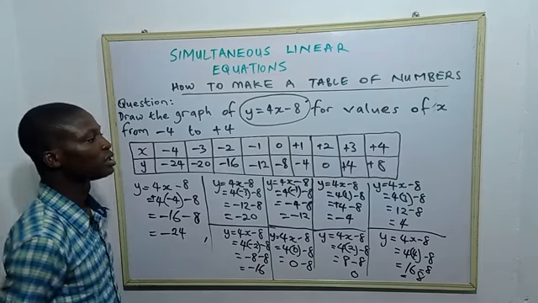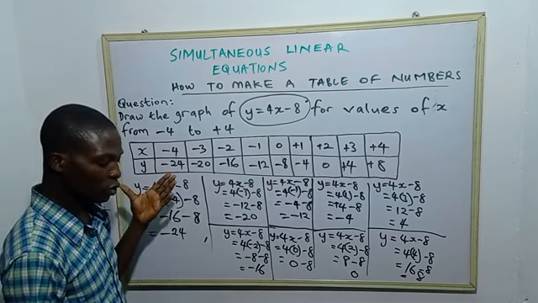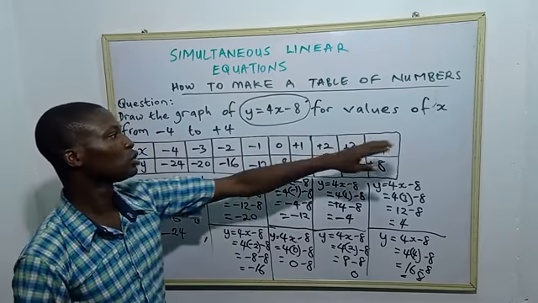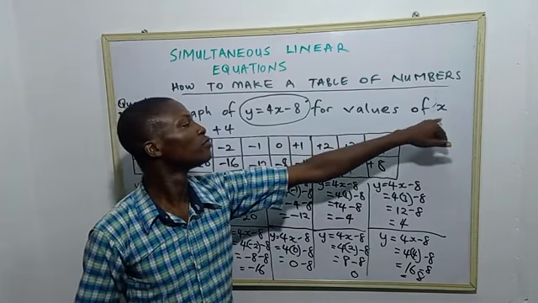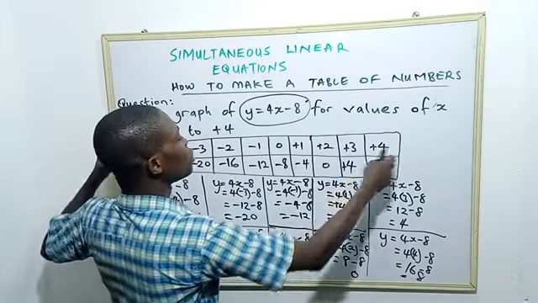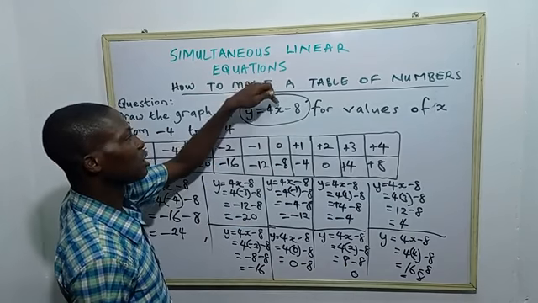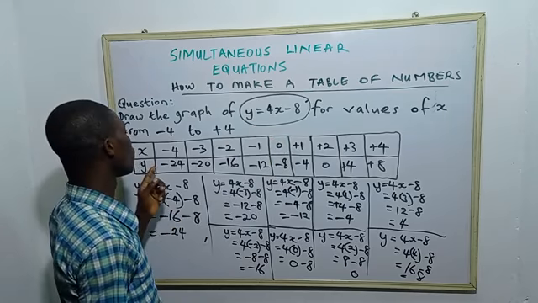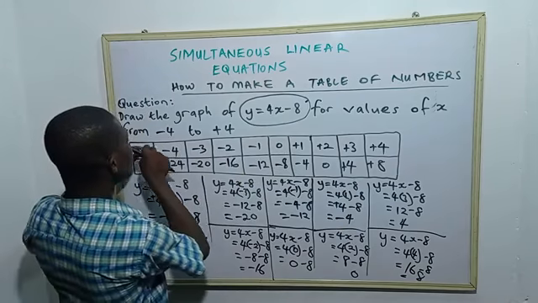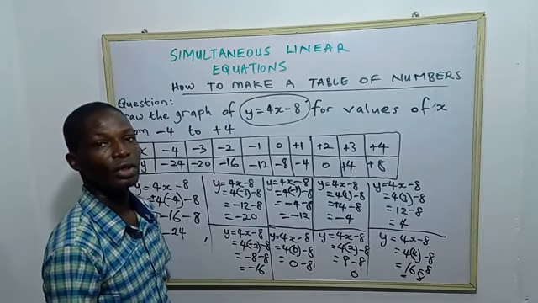So this is how to make the table of values. I believe you understand it now. When we are talking about the table of values, just know the range of the values of x. Expand it using a number line. Then put each value of x in the equation, work it out to know the value of y. With that, you will get your value of y. So we have known the value of x, we have known the value of y. That is how to make a table of values in a graph.